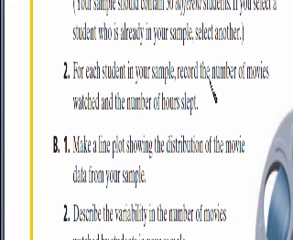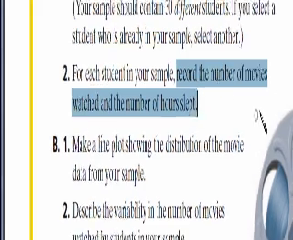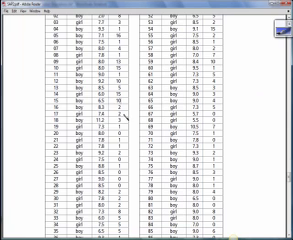For each student in your sample, record the number of movies they watched and the number of hours they slept. So in your notebook, you should have 30 different records of which student it was. You can go to your table here, your student number. So if one of your numbers was 13, record how many hours they slept and the movies they watched.